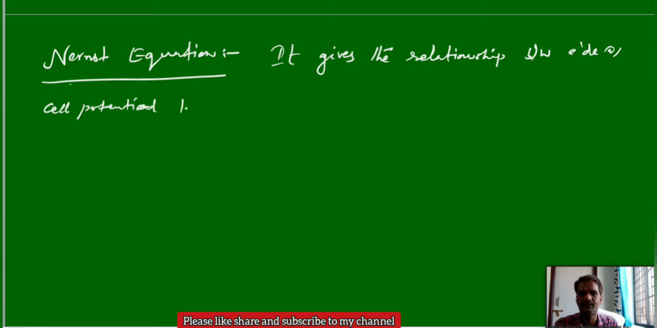potential to the concentration change or temperature change. Concentration means, for a solution we can take molarity, for gases the case is pressure. Concentration and temperature change, that is the Nernst equation.